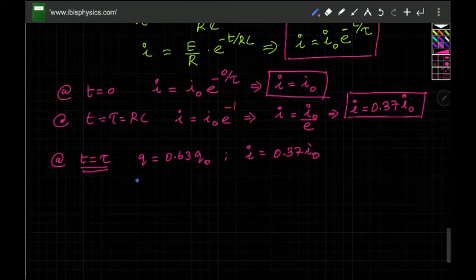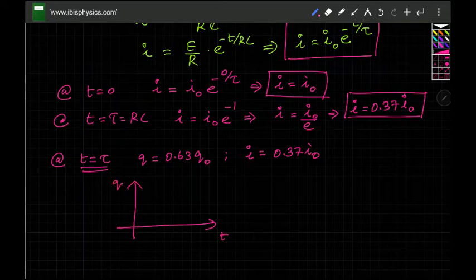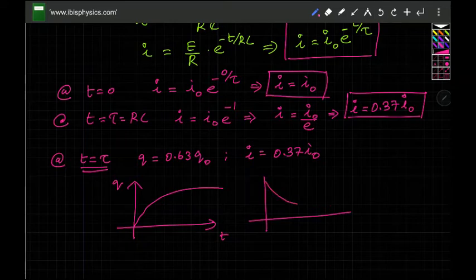The graph of this we have seen. Here t, here Q, the graph increased like this up till infinity, and the current graph is going to be like this. At time t equal to 0, the current is the maximum current I naught, then slowly the current decreases, and this will reach zero at infinity.